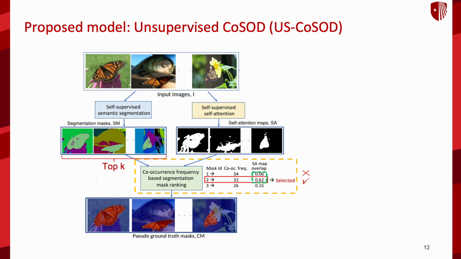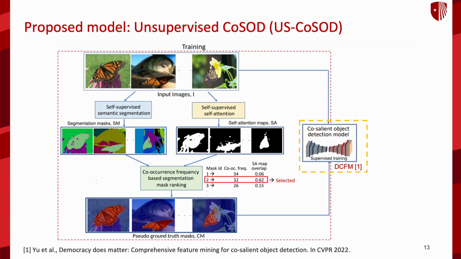This filtering step ensures that the selected segmentation corresponds to the most common yet salient object, therefore preventing co-occurring backgrounds from being considered as the pseudo masks. Next, we train an existing fully supervised CoSOD model, DCFM, using the pseudo ground truth masks as labels that are obtained in the previous step.